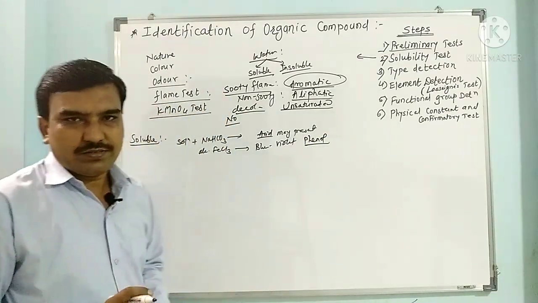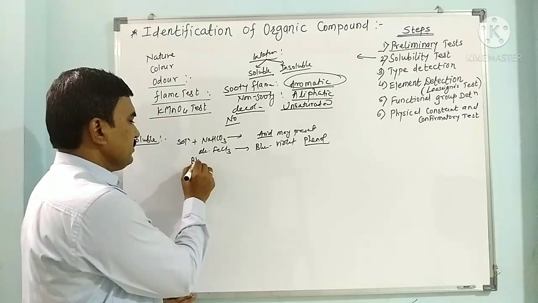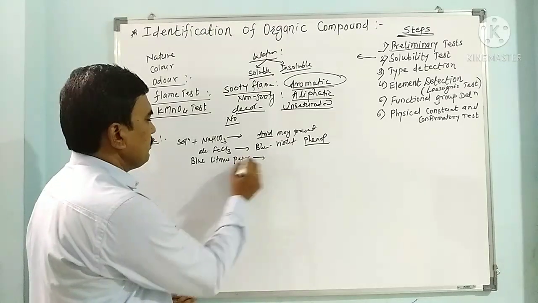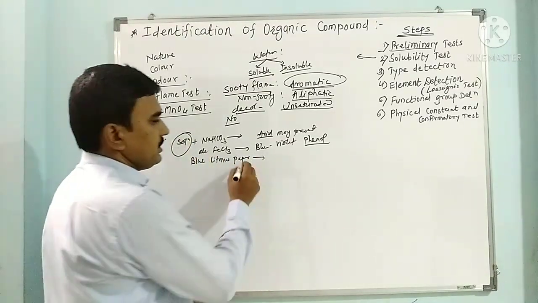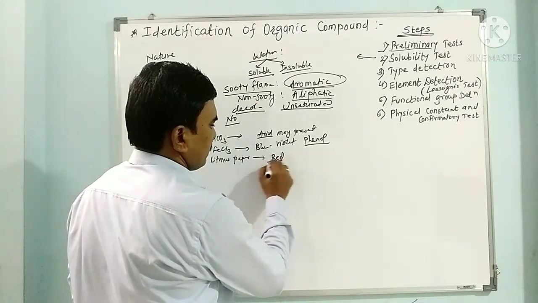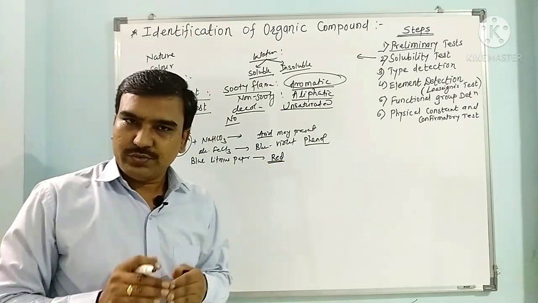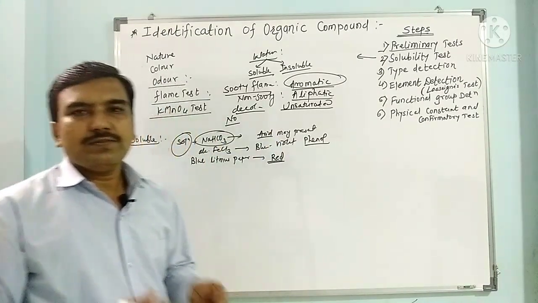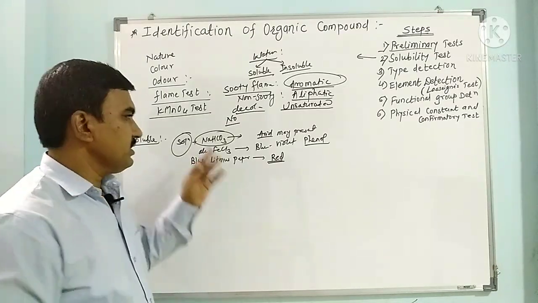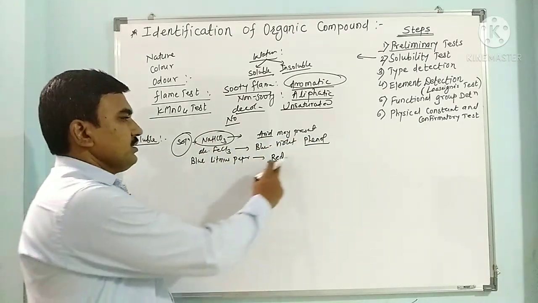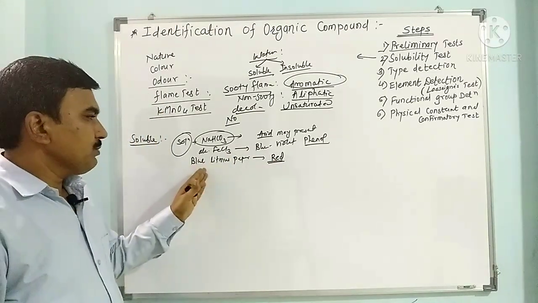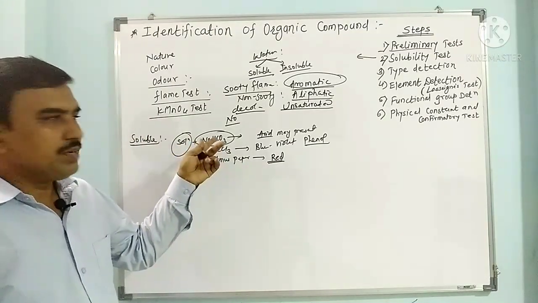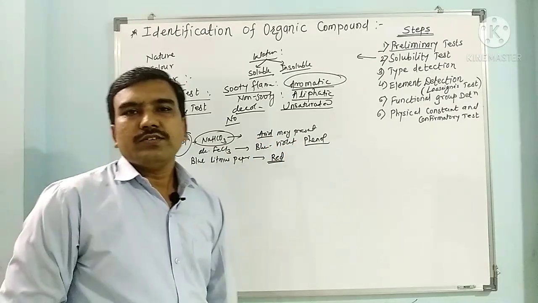Or we may use litmus paper. We can take blue litmus paper. When we put this blue litmus paper in this solution, it turns red. Then we can say it can be an acid or a phenol. But if we get effervescence by adding sodium bicarbonate, then it is an acid. If no effervescence is obtained after addition of sodium bicarbonate, it can be a phenol. So blue litmus paper turns red, it can be an acid or phenol. And when we get effervescence by adding sodium bicarbonate, it is an acid. If not, then it is a phenol.